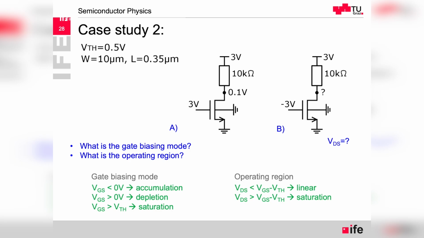So the transistor is in accumulation, is not conducting, so it's completely switched off. Therefore, the drain is pulled up through the resistance to the upper power supply.